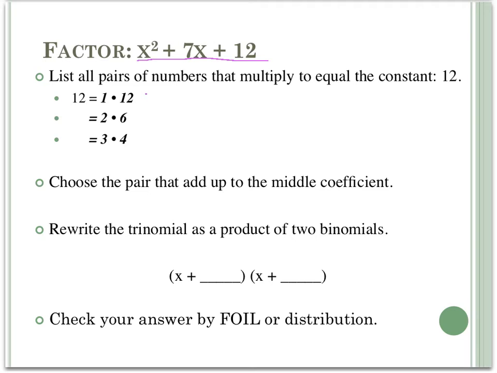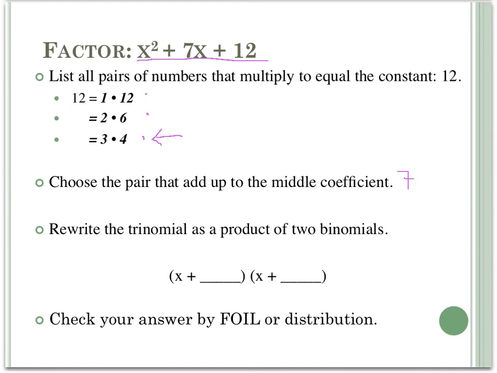And so we have 3 sets of numbers, 1 times 12, 2 times 6, and 3 times 4. Next, we need to choose the pair that adds up to the middle coefficient. And the middle coefficient is 7. Okay, the middle term of 7x, the coefficient is 7. Which pair adds up to 7? That would be 3 times 4.